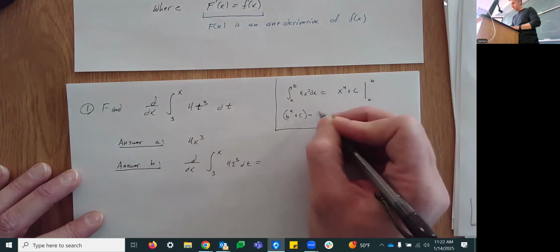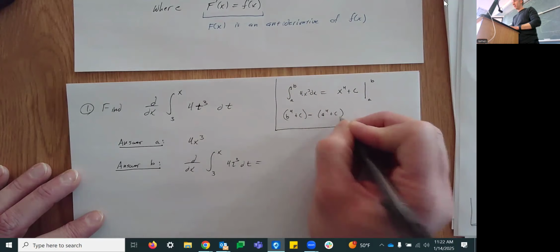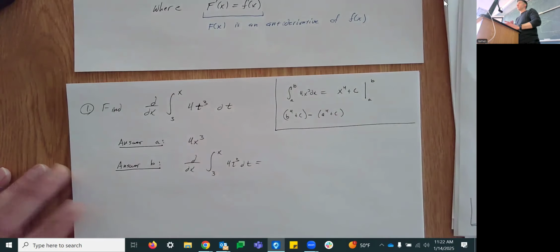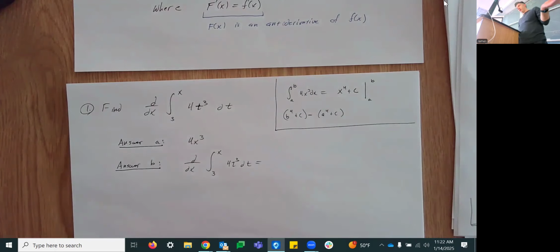When I plug in a, I get a to the fourth plus c. And what's going to happen to those c's? They're going to cancel out, so we don't need to write them. You totally could if you really wanted to, but no one ever does.